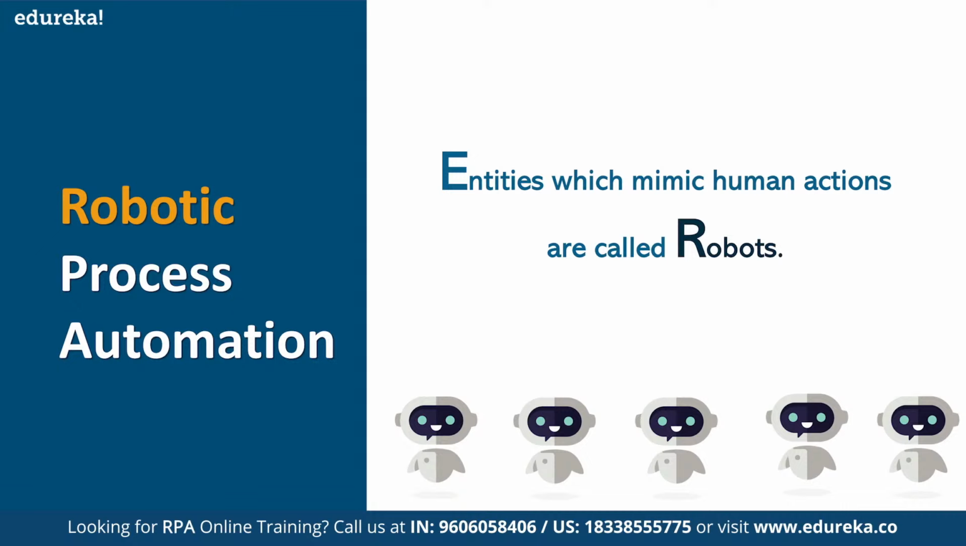So why do we call it software? Because we are automating the processes that we have in the IT industry. IT refers to information technology, and it is a software industry, and we do need software to carry on our work.